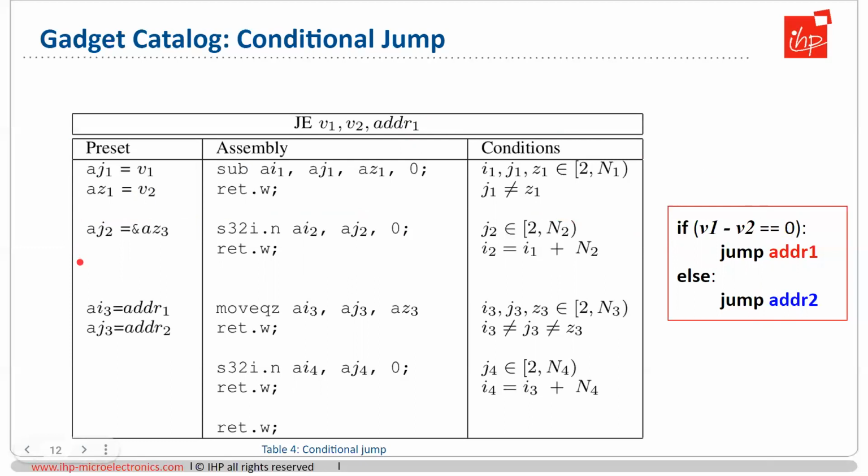Let's have a look at the implementation. We have here 5 gadgets: sub, store, move, store, and retw. During the present phase, we are storing two values of the variables into the following registers. Then we are performing the subtraction operation, and the result of it will be stored into the AI1.